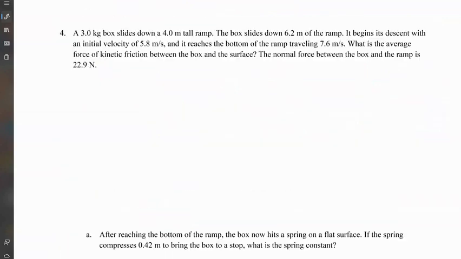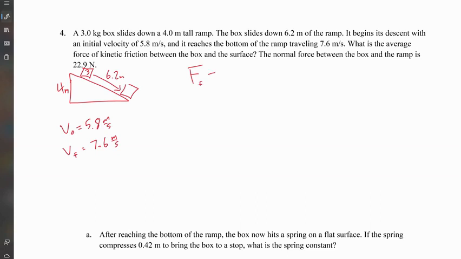Okay, moving on to the next page. 3 kilogram box down a 4 meter tall ramp. Okay, 4 meter tall ramp, 3 kilogram box. Box slides down 6.2 meters of the ramp. Begins its descent with initial velocity of 5.8 meters per second, and it reaches the bottom traveling, so V final, 7.6 meters per second. What is the average force of kinetic friction? So force of friction is what we're looking for between the box and the surface.